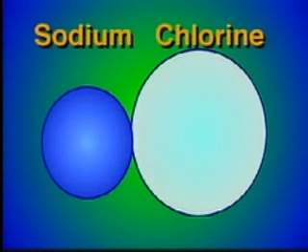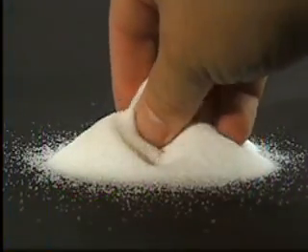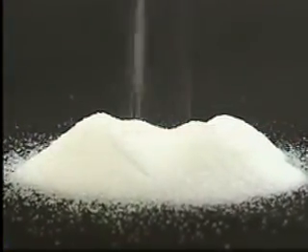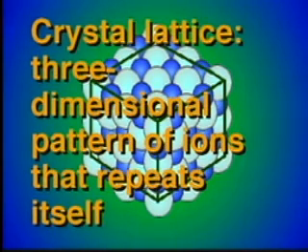The grains of salt sprinkled out of this shaker are ionic compounds. Here you can see a small atom of sodium bonded to a large atom of chlorine. A grain of salt is arranged in a very regular pattern, with each sodium ion surrounded by 6 chloride ions, and 6 chloride ions surrounded by 6 sodium ions. The pattern seen here is called a crystal lattice. A crystal lattice is a three-dimensional pattern of ions that repeats itself.